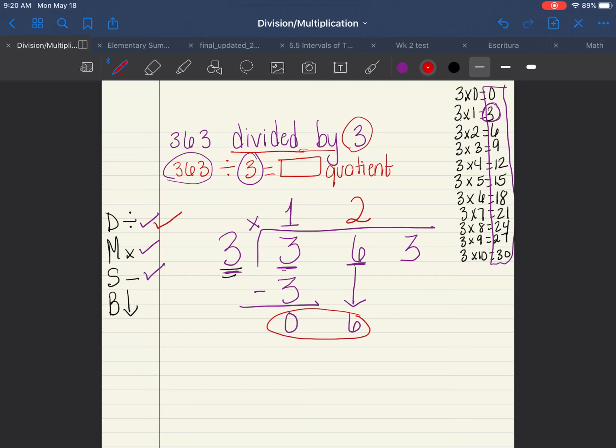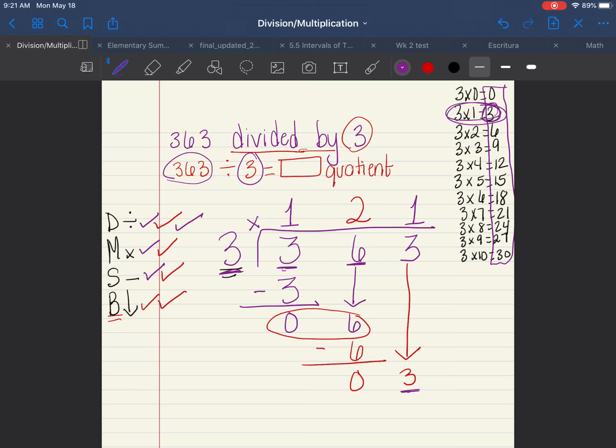3 times what gives me 6? If you notice on your multiplication, that would be 3 times 2. So I divide and now I multiply. 3 times 2 equals 6. Write it down. Subtract: 6 minus 6 equals 0. And the last step is to bring it down. And I forgot to put a check mark on that one. It's supposed to be 2.